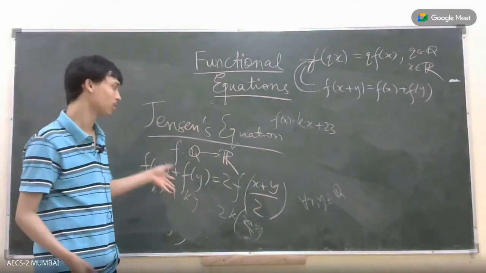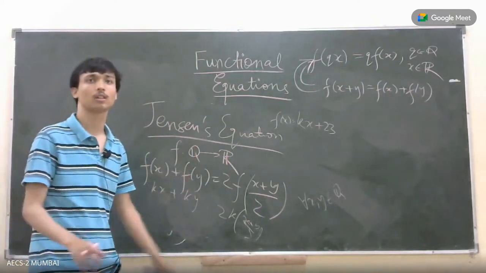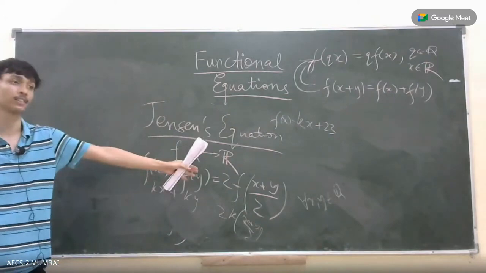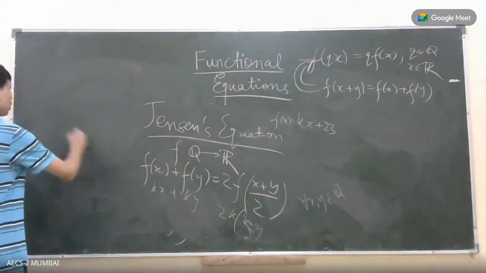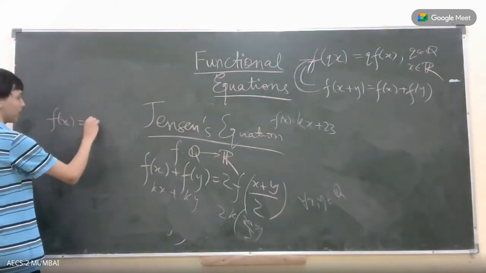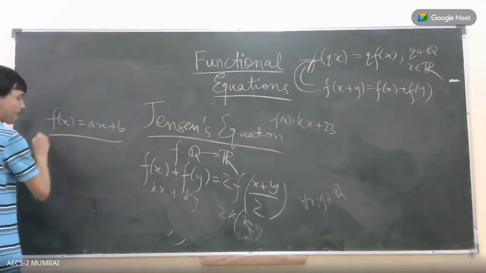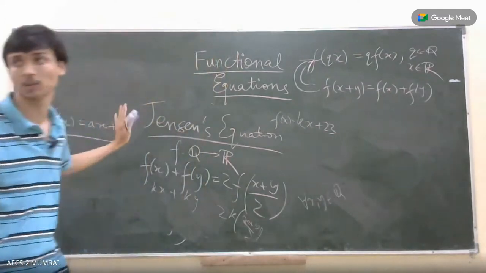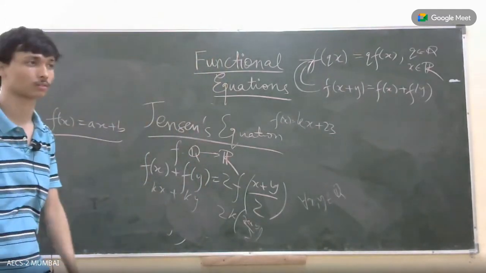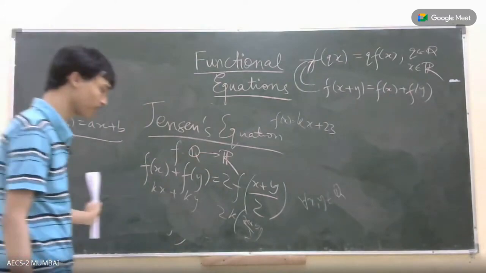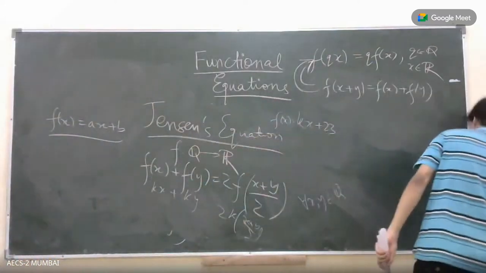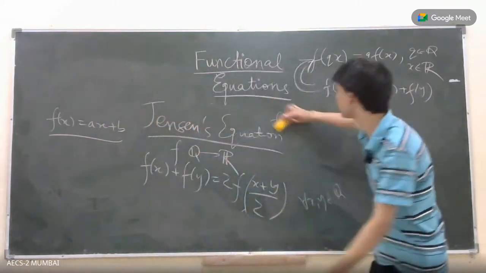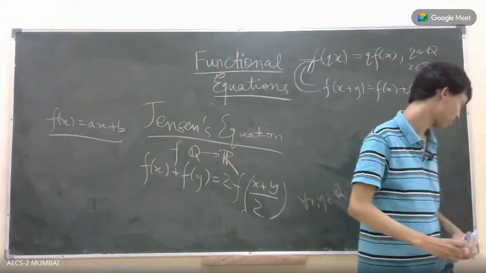Works, right? So in functional equations you must develop this ability to just guess the solution by seeing the equation. So what are the solutions to this? f(x) = ax + b. We do not know if there are other solutions, but f(x) = ax + b is certainly a solution, right? Is this clear? Where a, b are any real numbers.